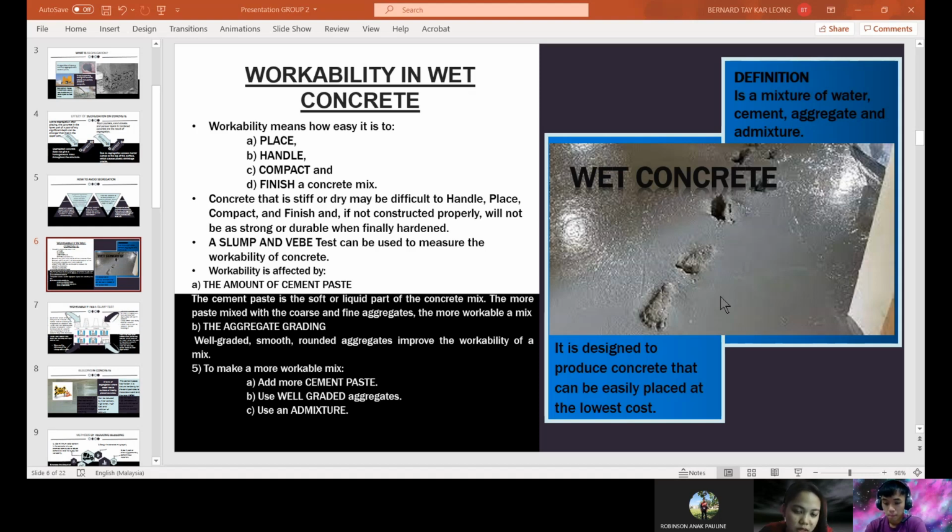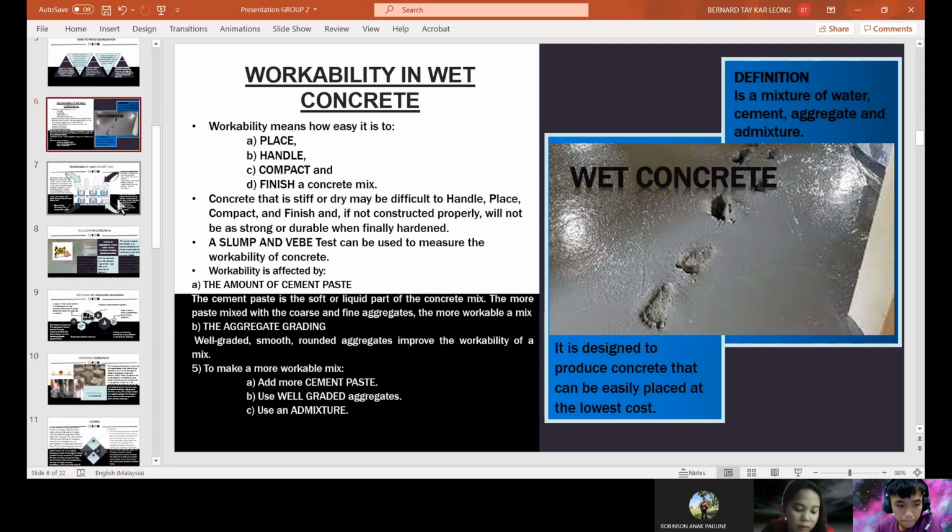The workability is affected by two factors, the amount of cement paste and the aggregate grading. The amount of cement paste: the cement paste is the soft or liquid part of the concrete mix. The more paste mixed with the coarse and fine aggregates, the more workable the mix. The aggregate grading: well-graded aggregate improves the workability of a mix. To make a more workable mix, add more cement paste, use well-graded aggregates, and use an admixture.